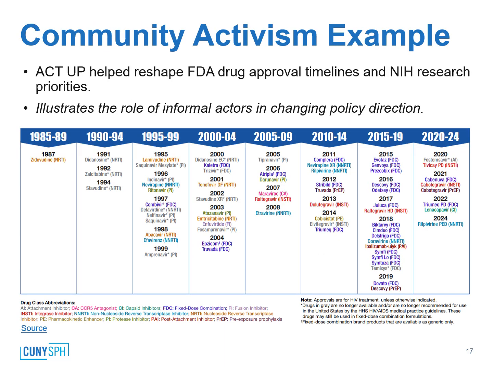Groups like ACT UP reshaped the policy landscape. They fought to speed up FDA drug approvals and redirected NIH research priorities to investigate HIV. Their activism illustrates how informal actors outside government can be pivotal in policy change.